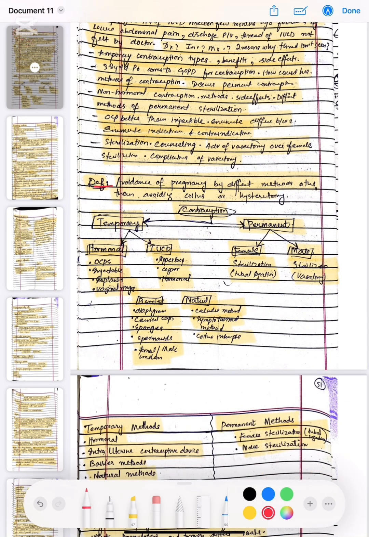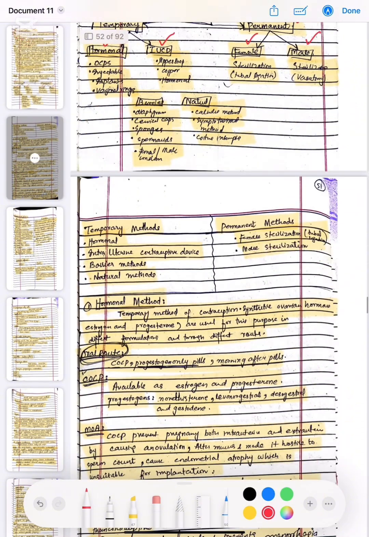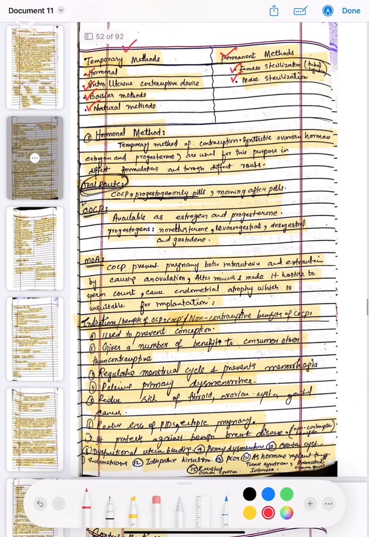We have two major classes of contraception, temporary and permanent. In temporary methods, we have the hormonal, the intrauterine contraceptive devices, the barrier methods, and the natural methods. In permanent methods we have female sterilization and male sterilization. These are the hormonal methods.